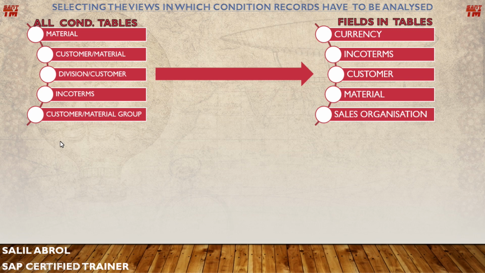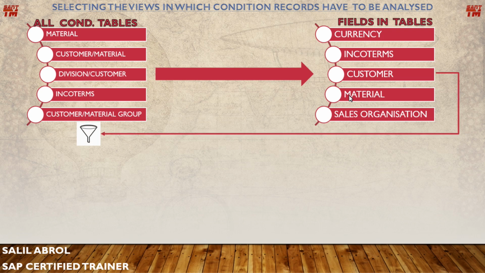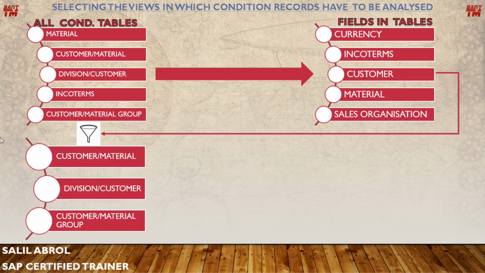So here we had whole tables, and from those whole tables we have selected some columns. Those columns are called fields. When we talk about the currency column, Incoterms column, customer column, material column or sales organization column, what we are doing is selecting one of the available fields and applying a filter on the condition tables. Suppose I have selected this customer field and I apply the filter. Then what will happen? I will get three tables out of these five tables.